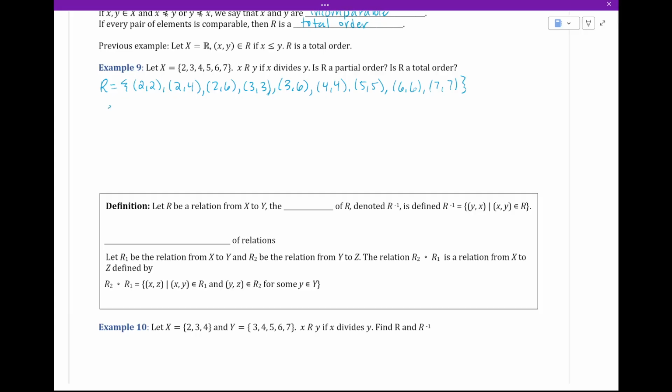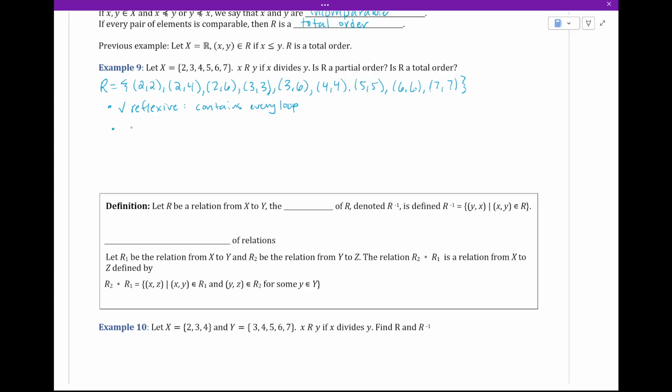So let's see. I want to know, is R reflexive? That means it has to contain every loop. And I see (2,2), (3,3), (4,4), (5,5), (6,6), and (7,7). So it is reflexive. It contains every loop, or every (X, X) combination. It contains all of those.